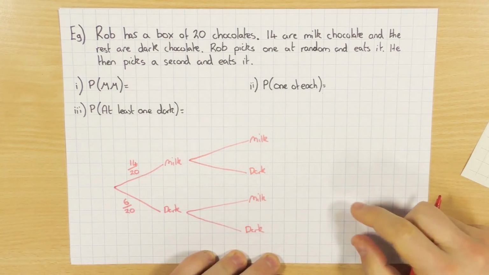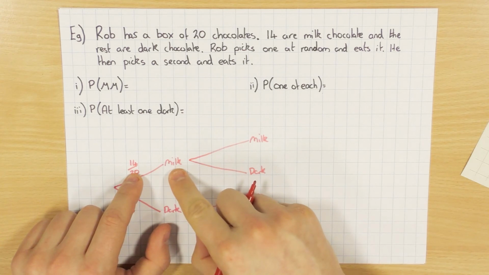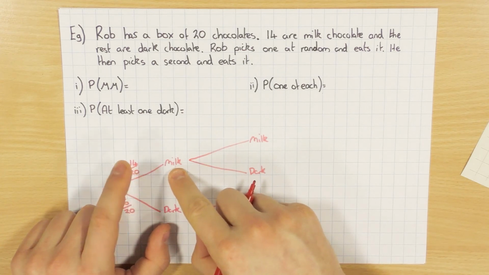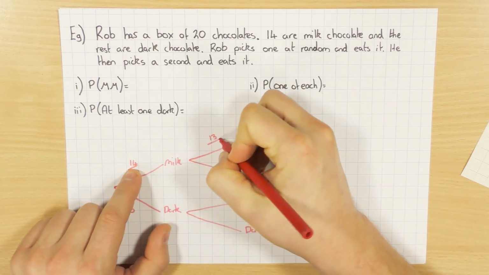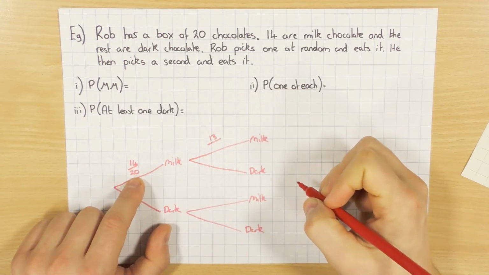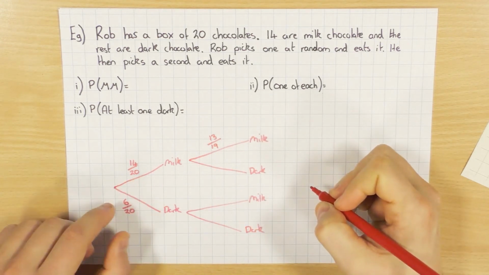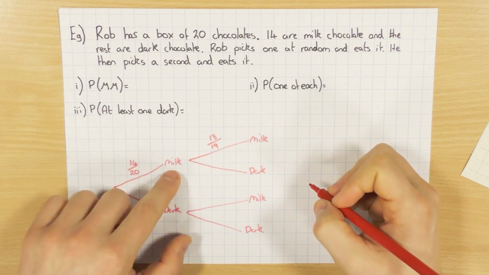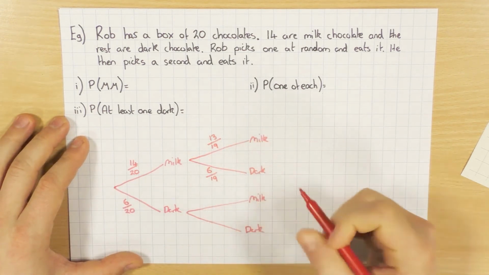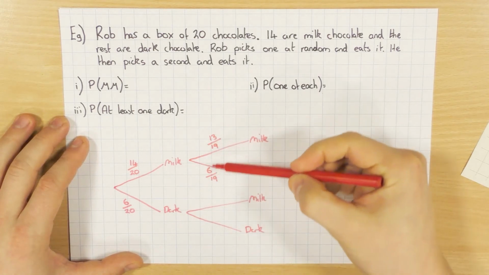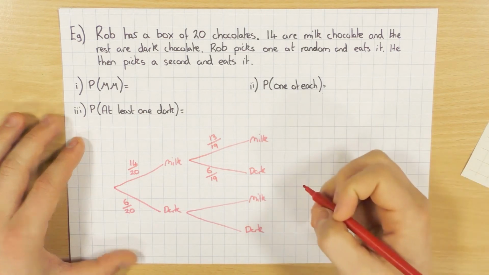Again, this is where you need to be quite careful. So if he's picked a milk chocolate first and eaten it, there were 14 at the start, but he eats one, so there's going to be 13 milk chocolates left. And obviously if there were 20 chocolates in total and he eats one, there are going to be 19 left. And there were 6 dark at the start. He eats a milk, so there's still going to be 6 dark. But again, the total will be 19 because he's eaten one. And again, these will add up to 19 over 19, which obviously simplifies to 1.